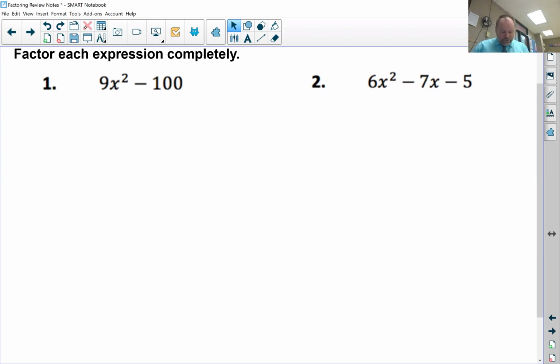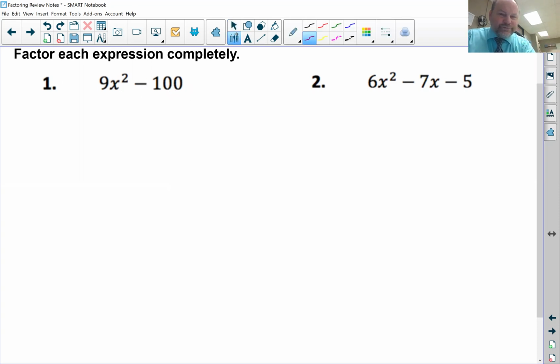So the big key for this first one, we only have 2 terms. So I want to check, are they perfect? Well, first of all, I'm going to check for greatest common factor. 9 and 100 do not have a greatest common factor. The only factors of 9 are 1, 3, and 9. And 100 is not evenly divisible by 3 or 9. And we never call 1 a greatest common factor. So it's 2 terms with subtraction. So that seems that it's going to set up as a difference of 2 squares.